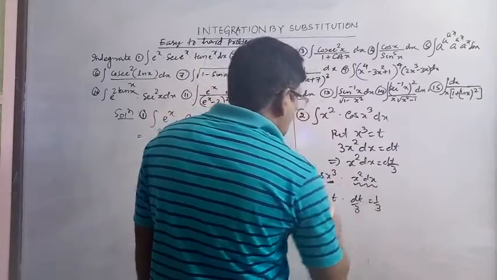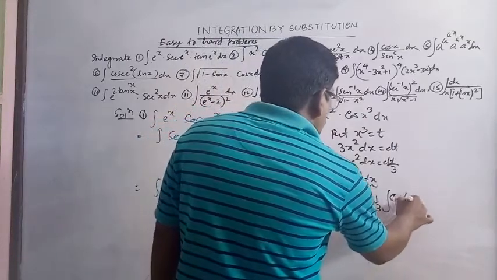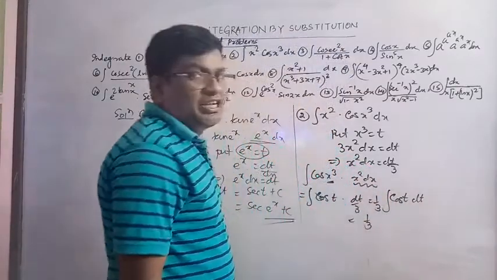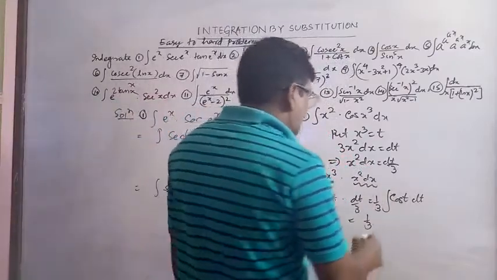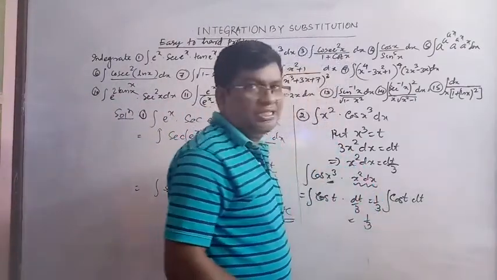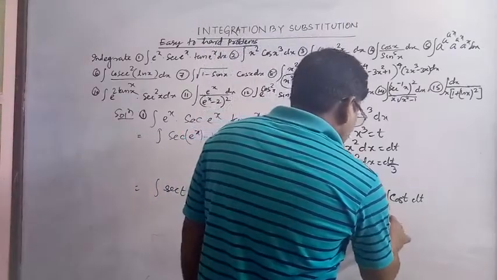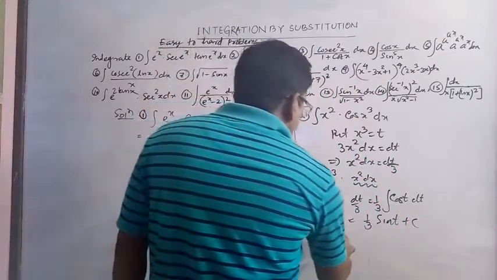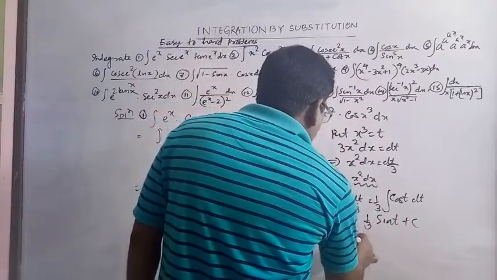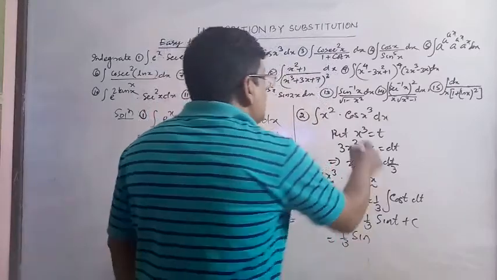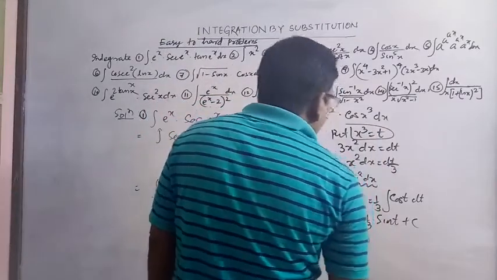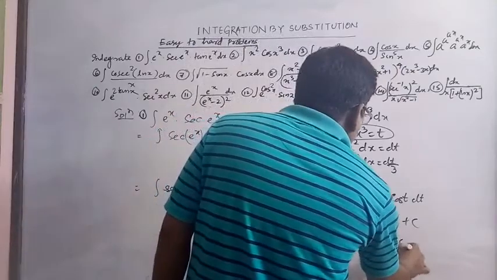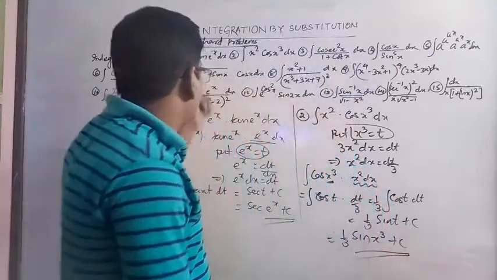So 1 by 3 is a constant, and the integration of cos t dt is sin t plus c. So this is 1 by 3 sin t. Here t is equal to x cube, so put t equal to x cube. So 1/3 sin x cube plus c. This is the answer of question number 2.